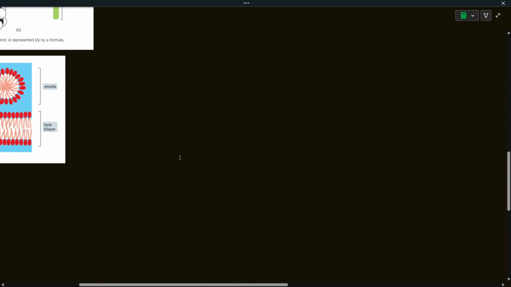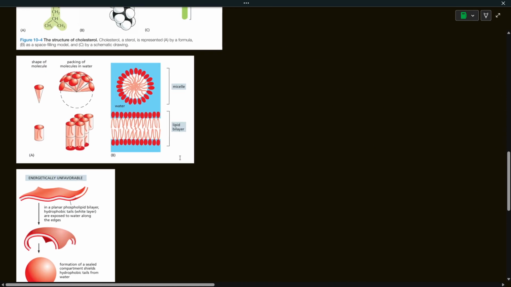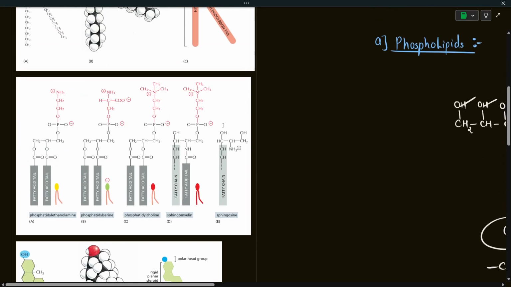Okay, so let's have a look at the different phospholipids. So these are the major types of phospholipids that are found in our plasma membrane.